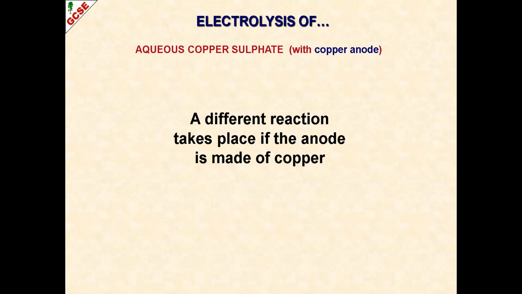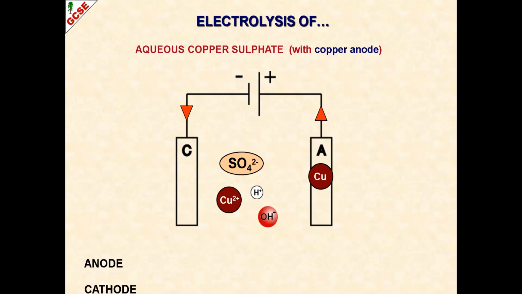Now, if we have a copper anode, which is an active anode, what difference will we have? What will be different here now? Your anode is also made of copper. So you have aqueous copper sulfate with a copper anode and a copper cathode as well. What are the ions present here? You have copper ion, sulfate ion, hydrogen ion, and hydroxide ion. These are the 4 ions.